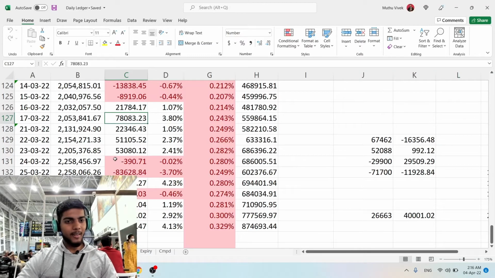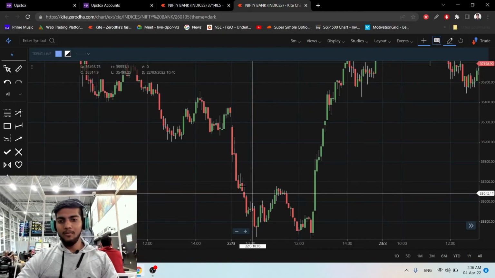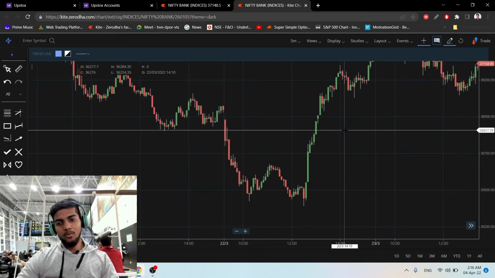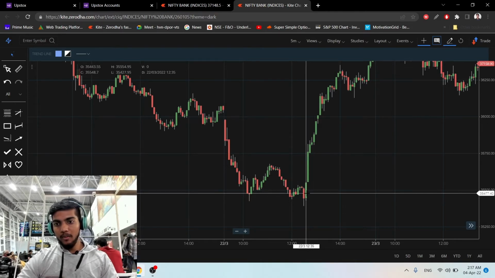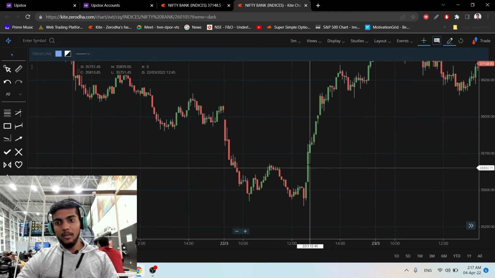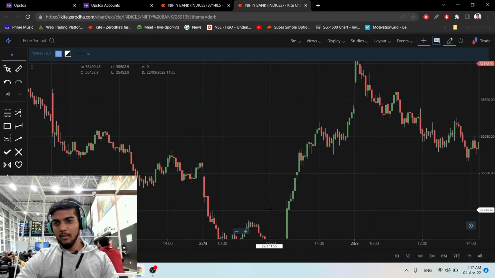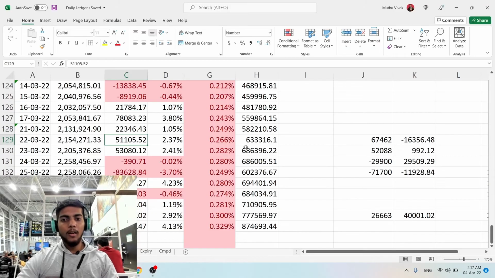And the 22nd was kind of a hard day. Initially we thought things were going to go south, and then we entered a straddle once again at this particular point when we saw short covering. But after a point, beyond this candle or that candle, I'm not exactly sure, we changed our mind and went with just a naked put.